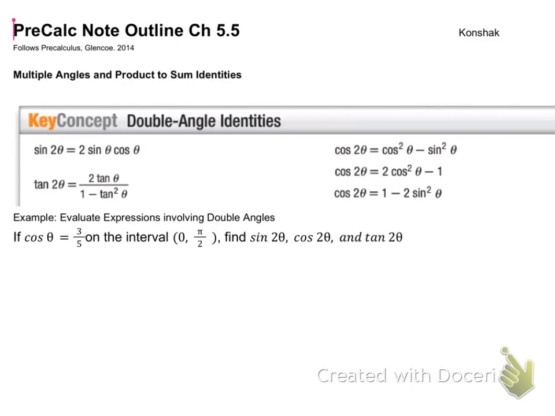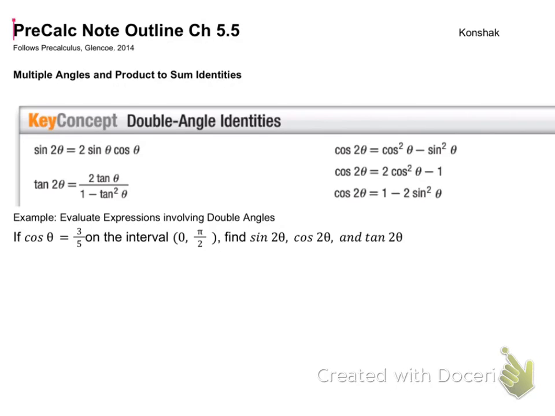Precalc 5.5, we're going to talk about some more identities here. So first off is the double angle identities. As you can see here, what we have is sine, cosine, and tangent, where if I have sine of 2 theta, tangent of 2 theta, and cosine of 2 theta.